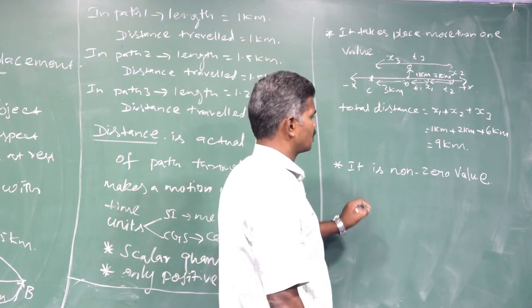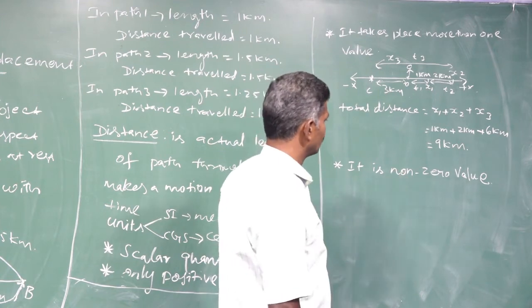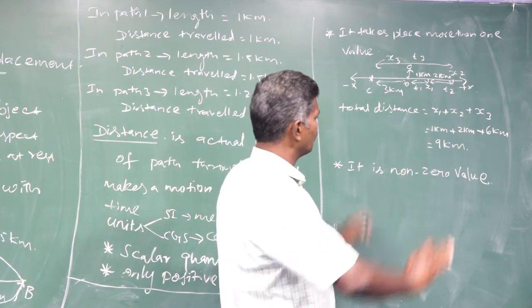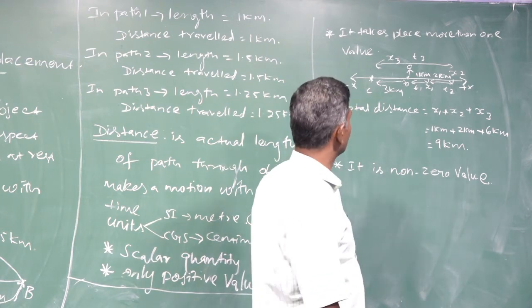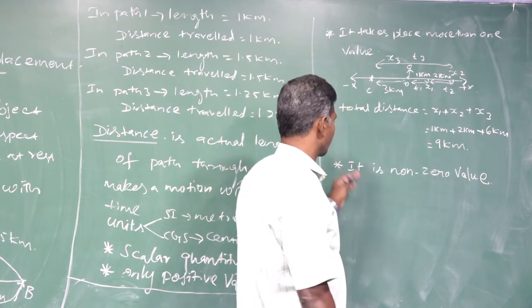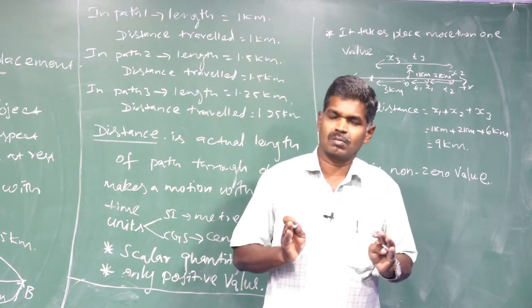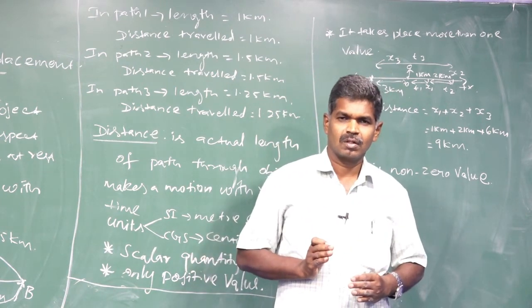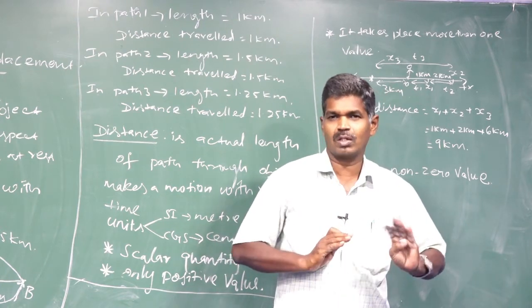Once he starts to move, automatically there is some distance. Some distance means we have a certain length. That's why a non-zero value takes place. That is the distance travelled by that man or any particle from one position to another position. It is only a scalar quantity.